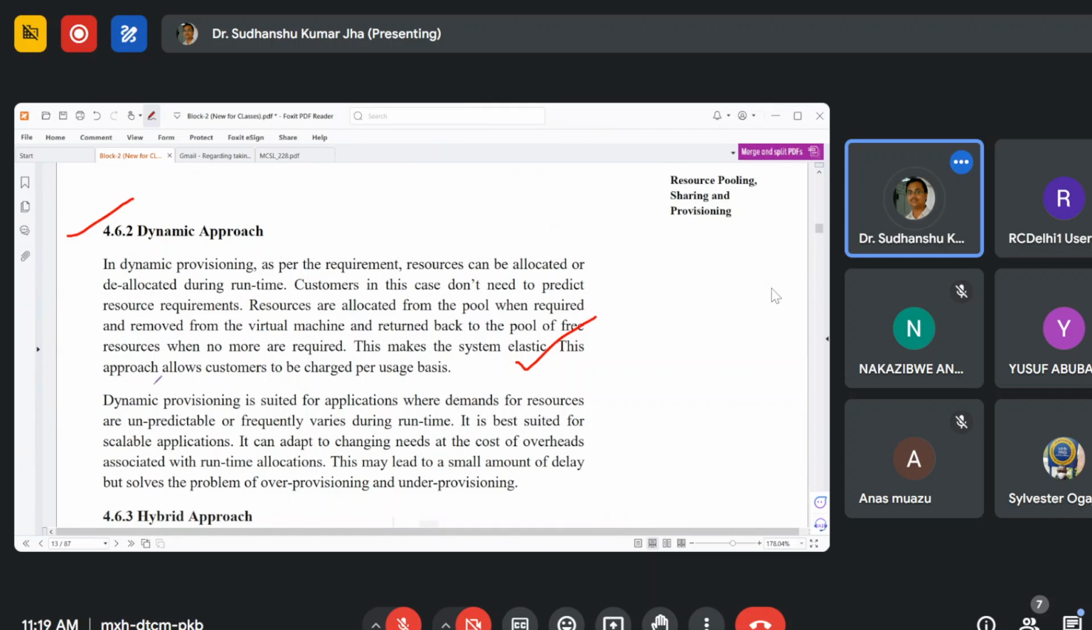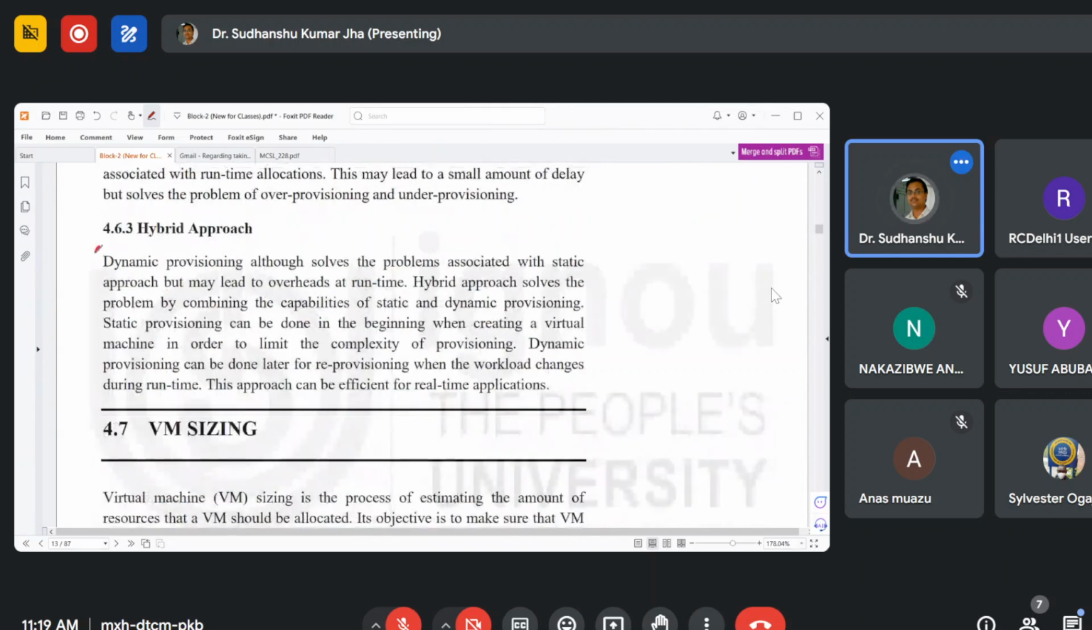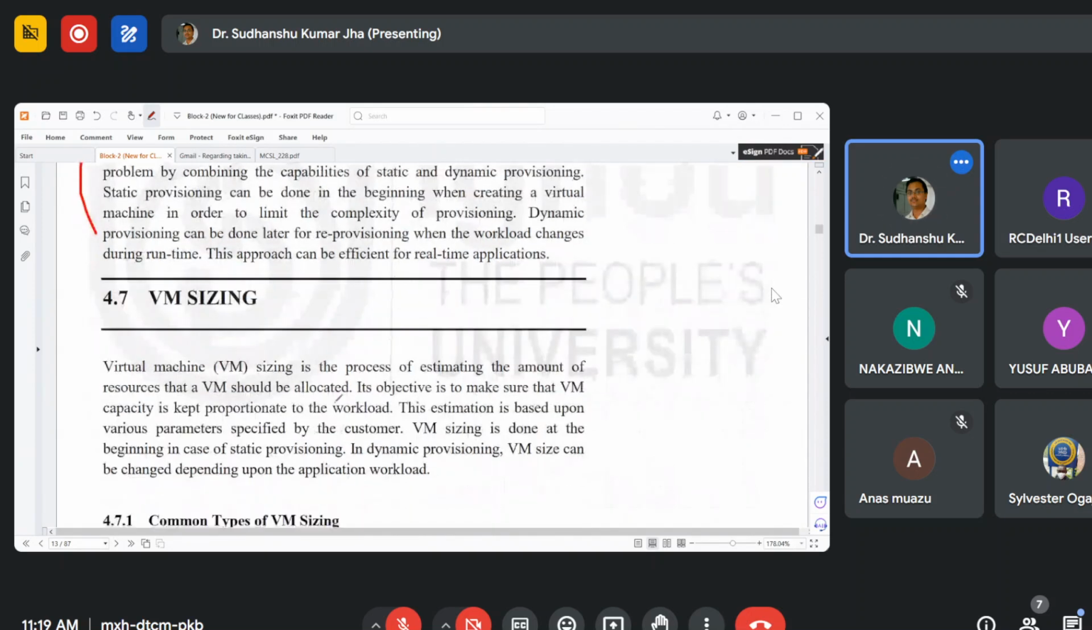So we have another concept, that is the hybrid approach. In the hybrid approach, we basically proceed in the beginning with a smaller number of resources, and later on, as per the demand, we are either increasing or decreasing the allocated resources. So that is the hybrid approach. Next approach is VM switching.